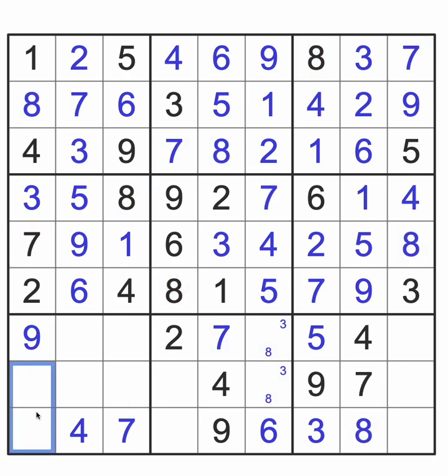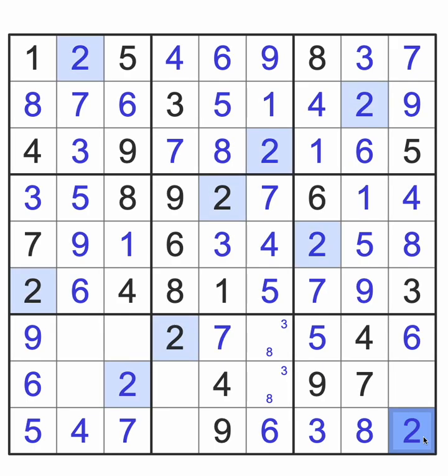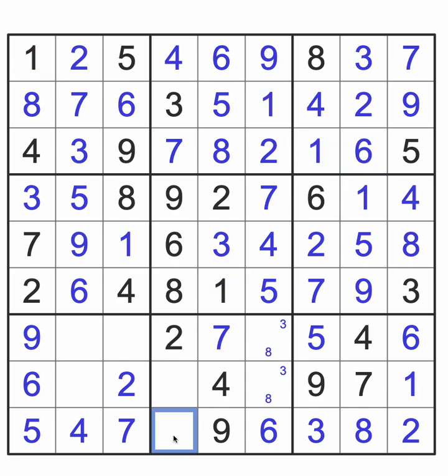These are 5 and 6, so now 6 blocks this cell, gives me 5 and 6. 6 and 6 block these, gives me 6 here. And 2 blocks this cell, gives me 2 here and 2 here. This would be 1, this would be 1, and this would be 1. This would be 8, makes this cell 3, 8, 5, and 3.